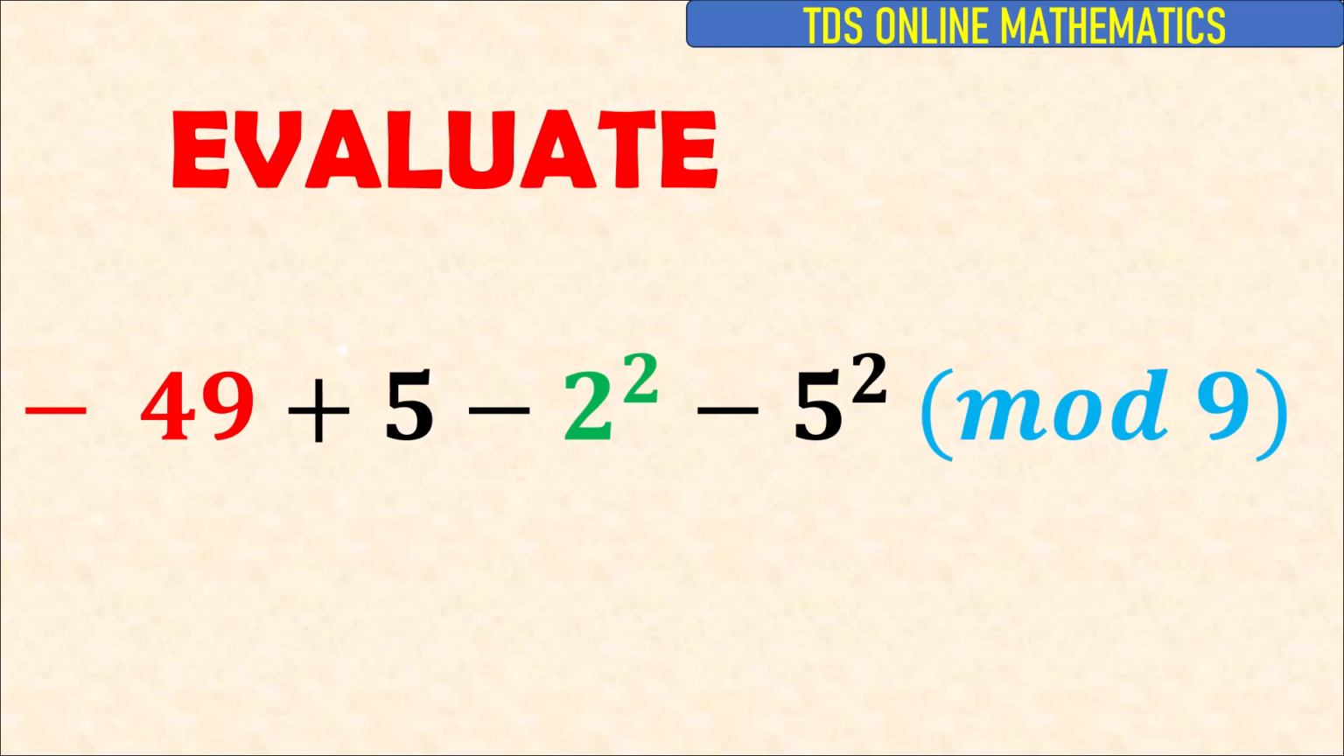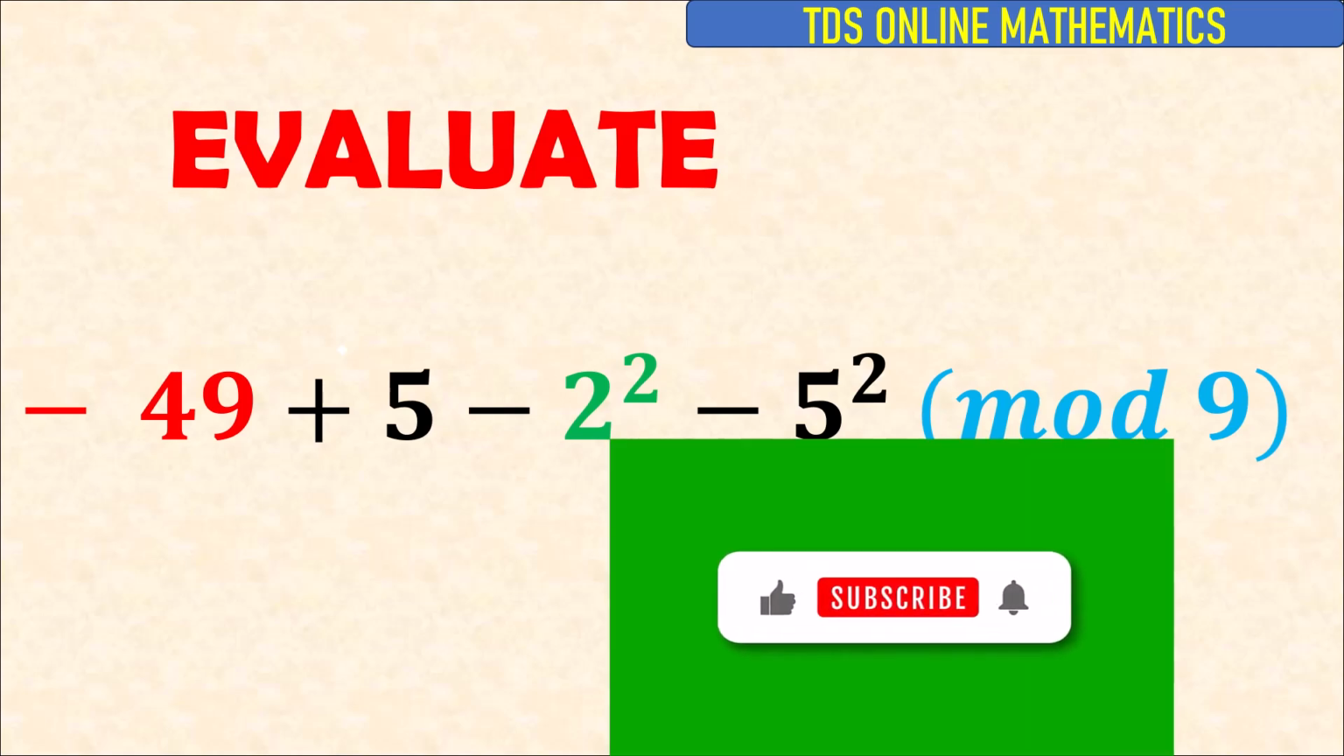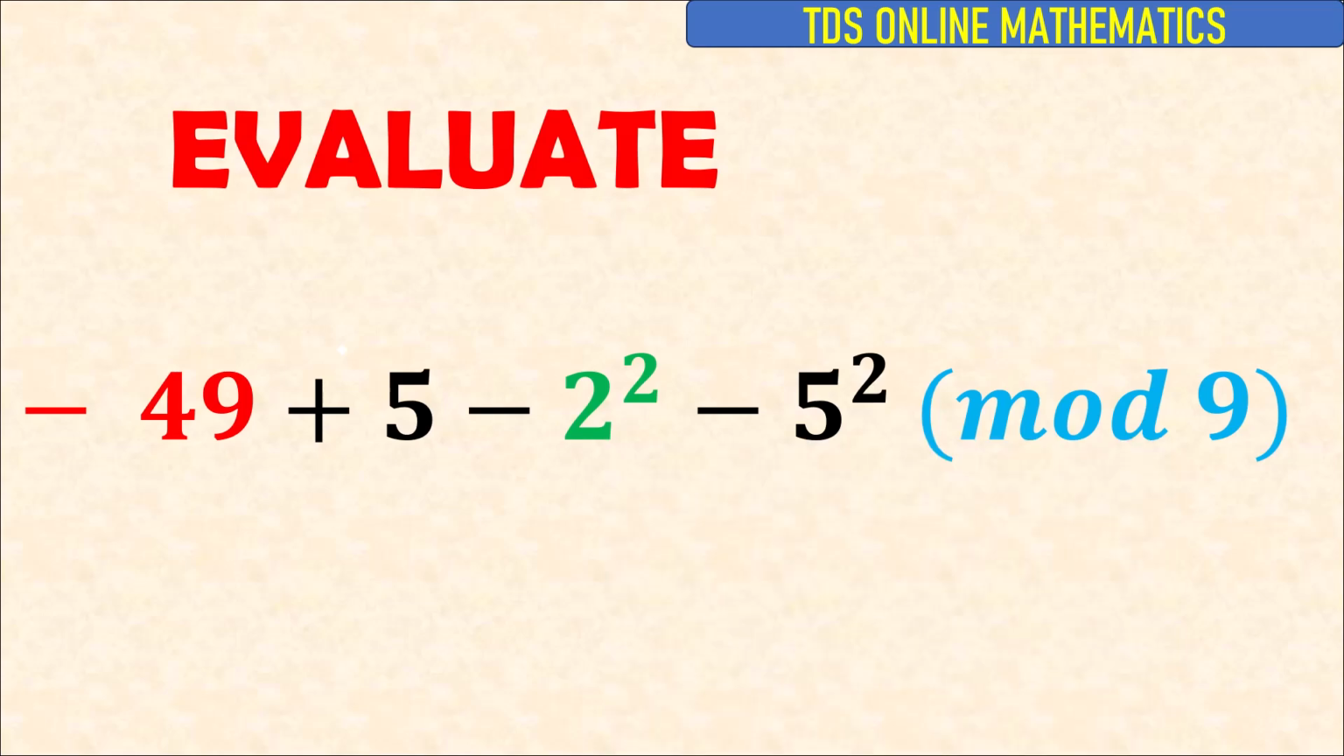All right, so let's evaluate this together. This one is under modular arithmetic. So we have negative 49 plus 5 minus 2 squared, then we have minus 5 squared.